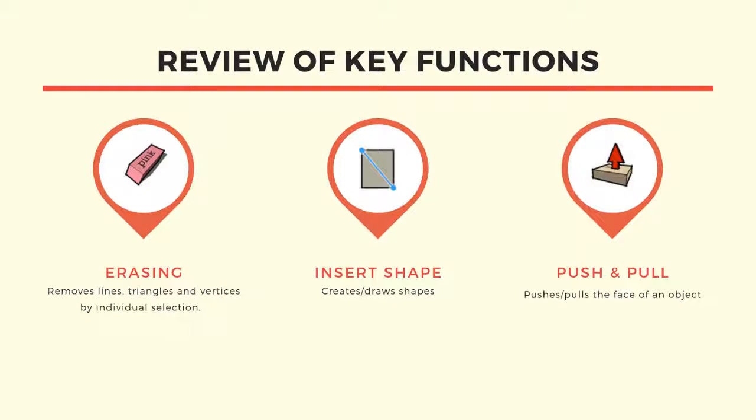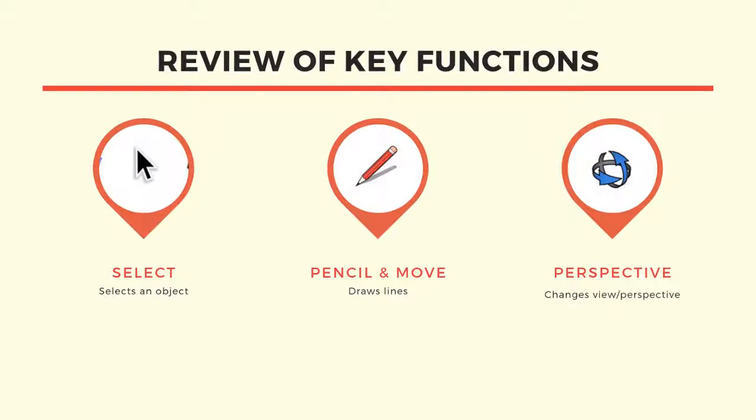So now that you've learned how to make a basic house in the SketchUp program, here's a review of some key functions. The erasing tool removes lines, triangles, and vertices by individual selection. The insert shape tool creates or draws shapes. The push and pull tool pushes and pulls the face of an object. Some other key functions are the select tool, which is used to select an object, the pencil and move tool, which draws lines, and the perspective tool, which changes the view or perspective on your screen.